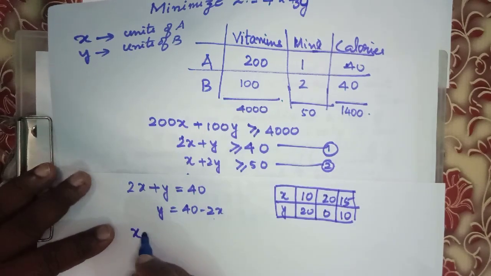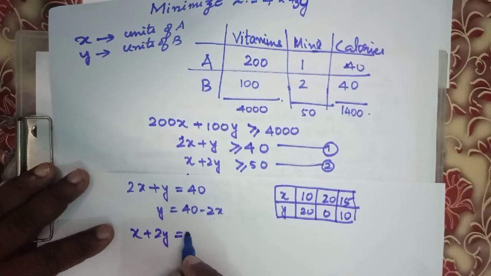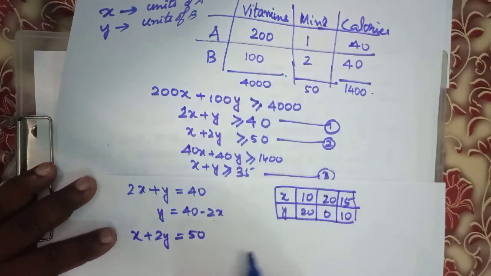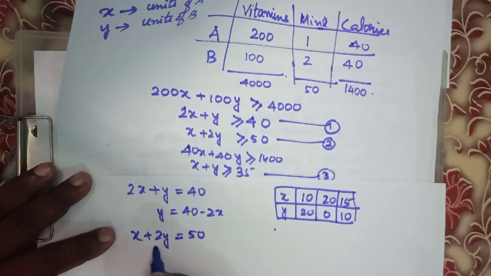For the next one, x plus 2y equal to 50. You can see the second equation. For that, if we write as a subject of x, 50 minus 2y.